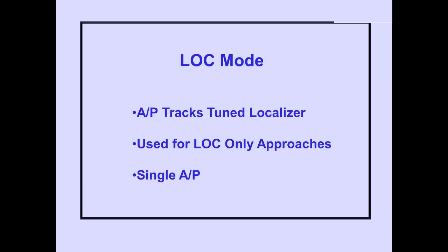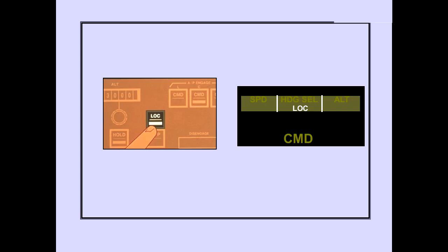The last roll mode is the Localizer mode. In the Localizer mode, the autopilot captures and tracks the tuned localizer. This switch is used for localizer-only approaches. Only a single autopilot can be used. Pushing the localizer switch selects the localizer mode.